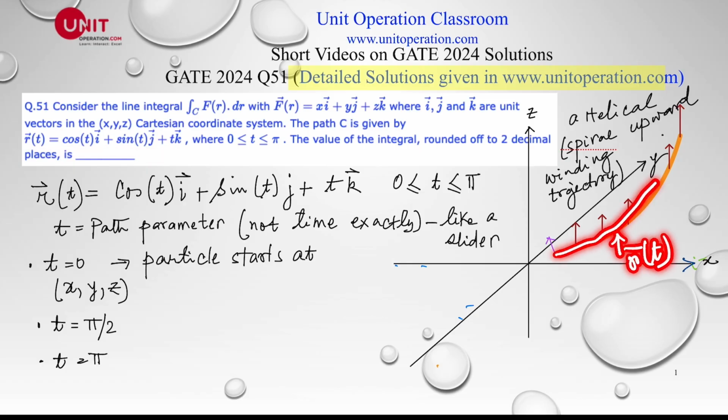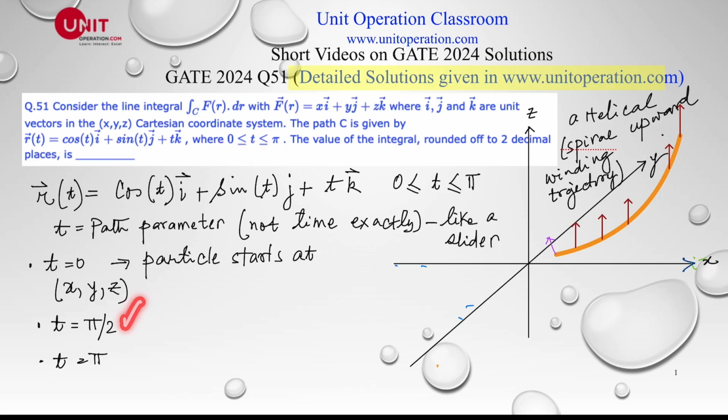The fluid is flowing in a helical spiral, an upward winding trajectory. And let's say we have just injected a dye particle right here. So that is my t equal to 0. That is when the dye is injected, and we have to do the integration on this path from t equal to 0 to pi. That's what we have to integrate.